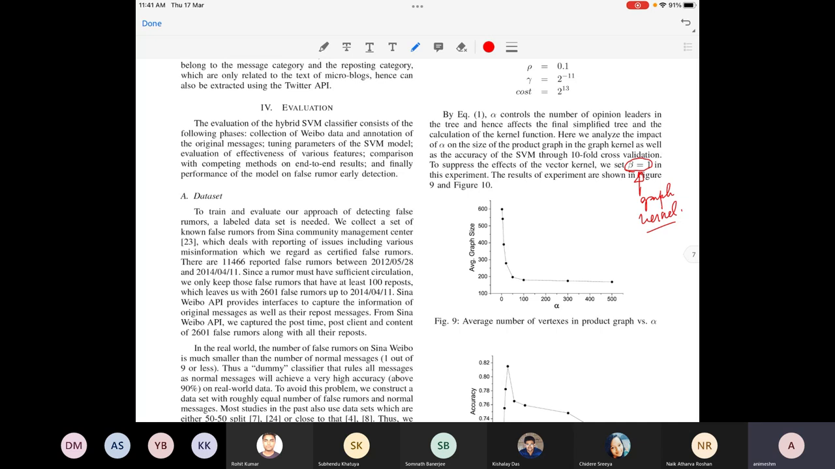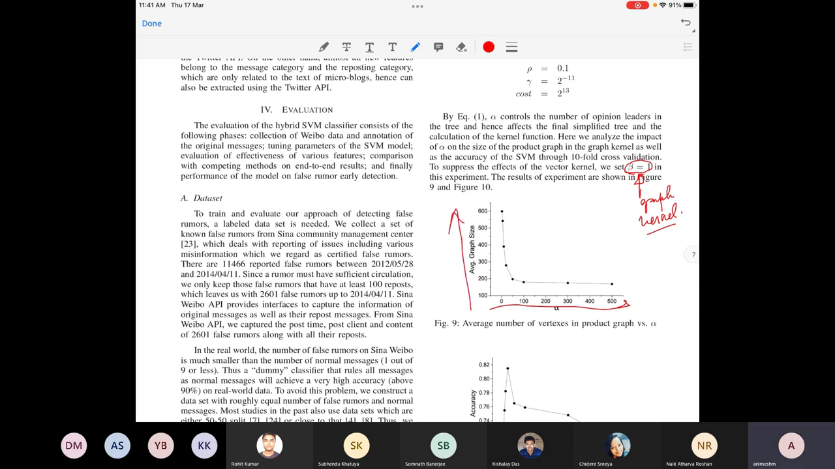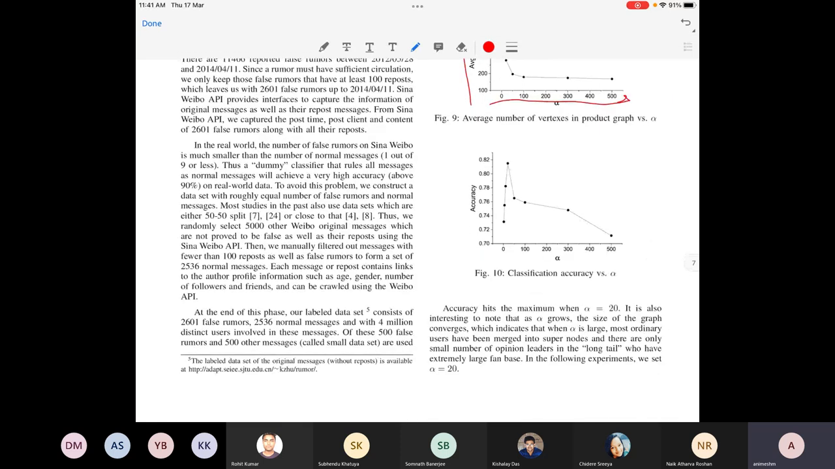They also plotted the graph size versus the value of alpha. What they observe is that at an alpha of around 20, they achieve the maximum accuracy, and therefore they set alpha to 20.